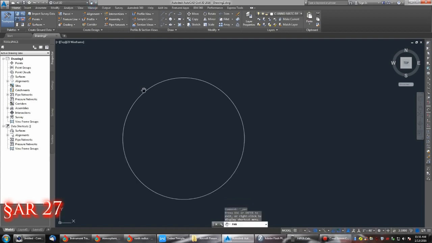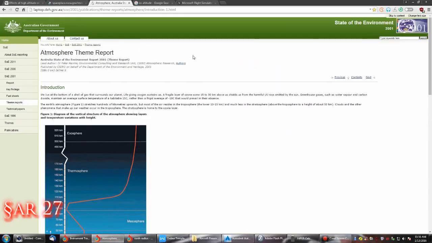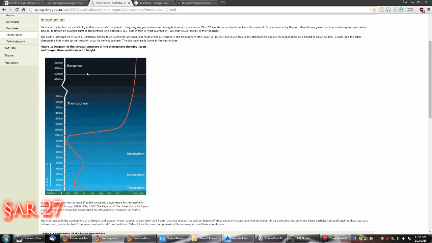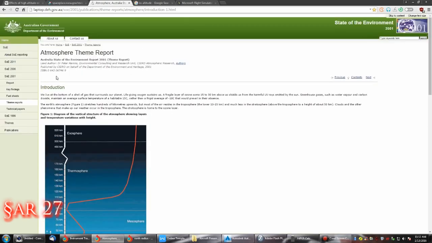Now, what I'm also going to do is come over here to the Australian government with the atmosphere theme report. I am going to look at what they have here for data, because where the exosphere starts and the thermosphere ends really depends on who's making the diagram. So it changes, from 550 kilometers to 500. There's various, they don't have any kind of actual agreement on what it is. They just put it on there, and I'm going to use this because it is on a government website.